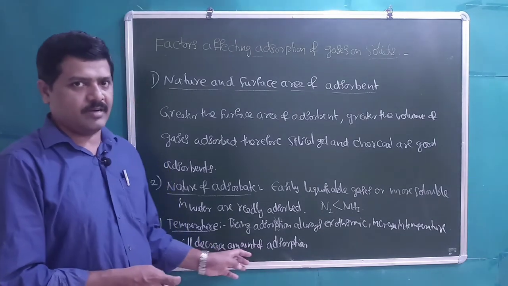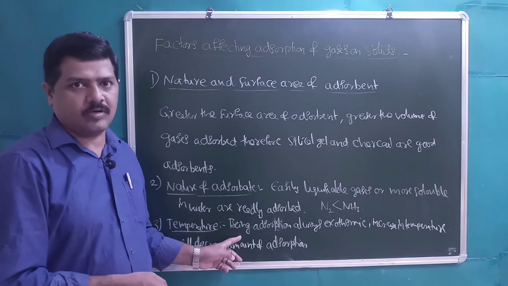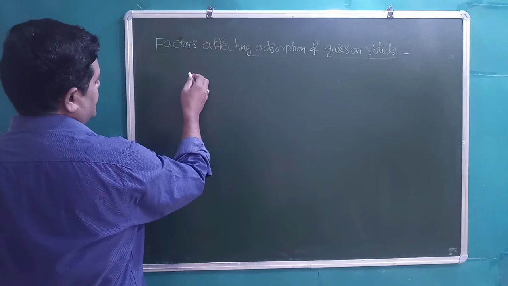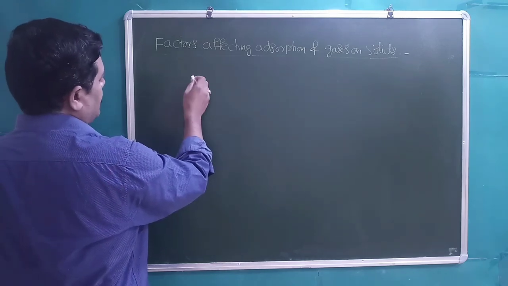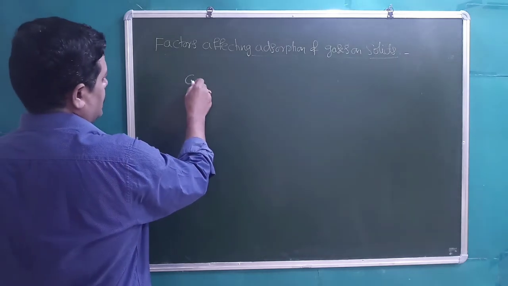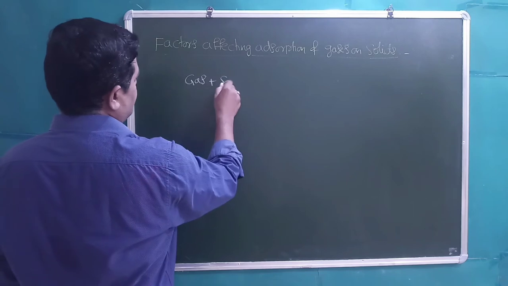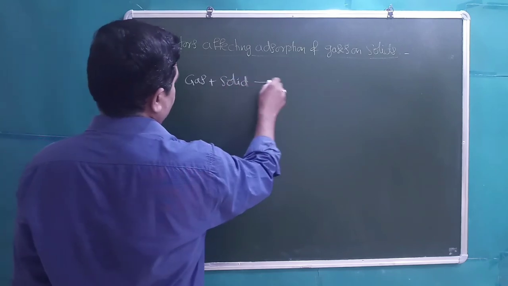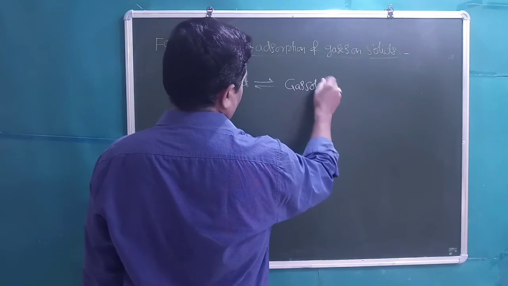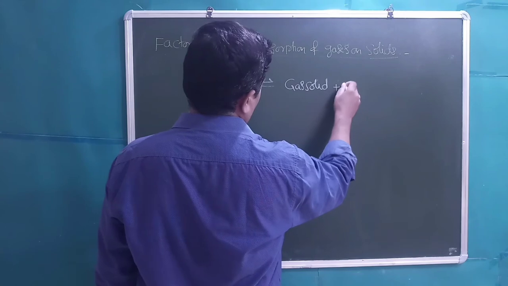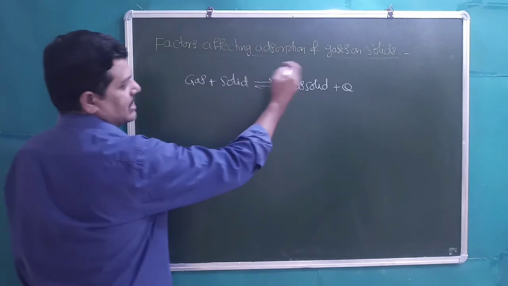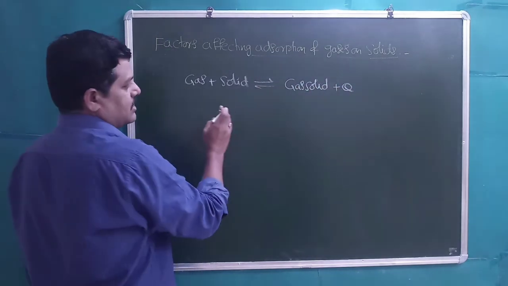So more clearly we will discuss the temperature effect on the amount of adsorption by using Le Chatelier's principle now. Students, the temperature effect on the amount of adsorption we can explain more clearly by using Le Chatelier's principle. Gas is adsorbing on the surface of the solid, which gives gas-solid. Adsorption is always exothermic, so heat is released. We can write a Q on the right hand side of the equilibrium equation, right?